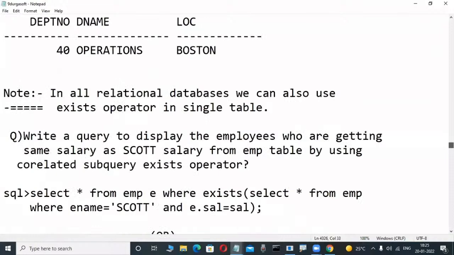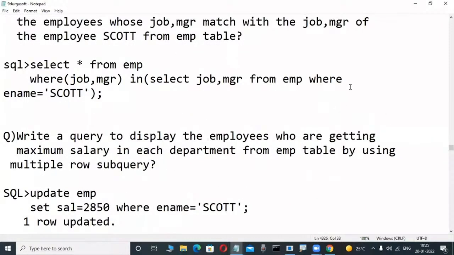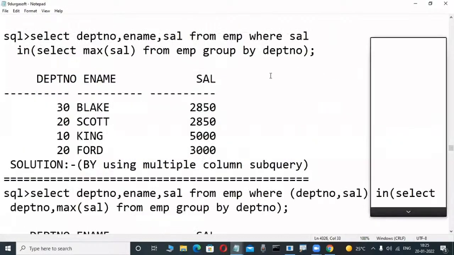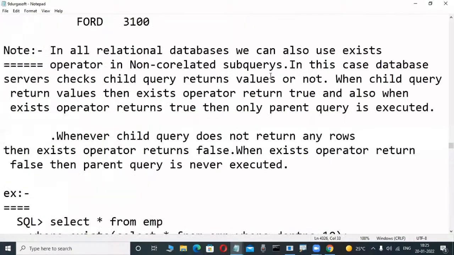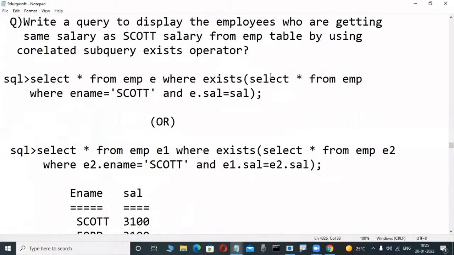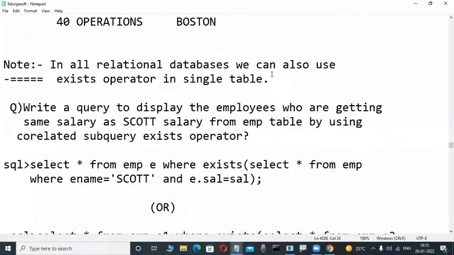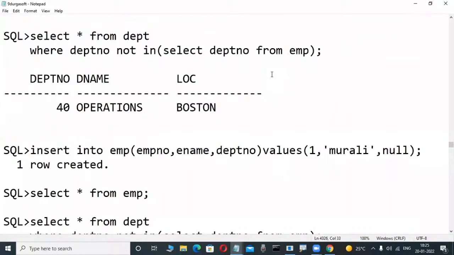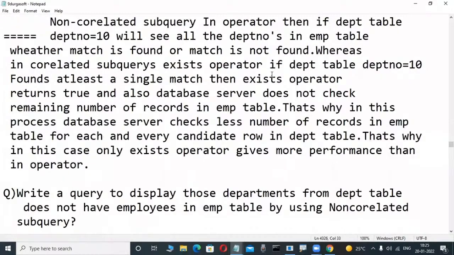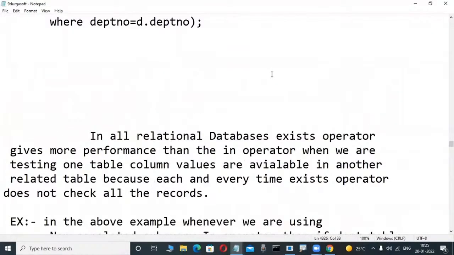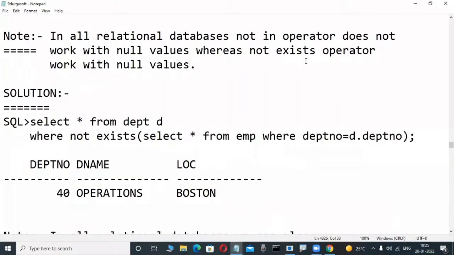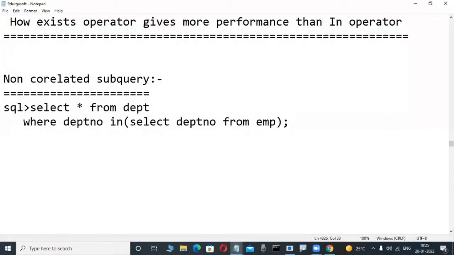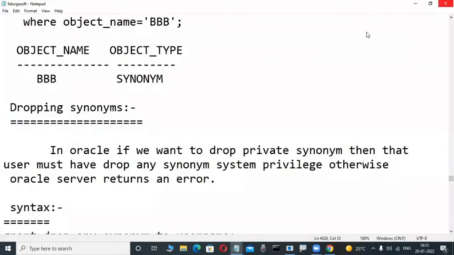Suppose you are attending an interview, they ask: display the nth highest salary employee, second highest salary employee, delete duplicate rows. These type of things are there. Those all the things we are learning in our course only. Some queries are there. These are all the things we are familiar with. Don't worry. Then database objects, so many things are there. We are learning. These are big concepts.